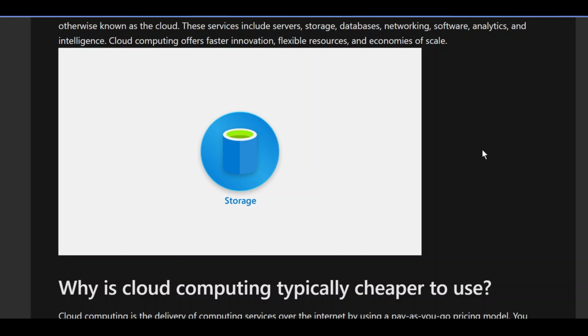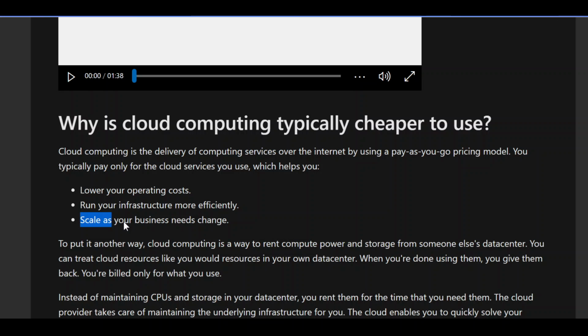Why is cloud computing typically cheaper to use? Cloud computing is the delivery of computing services over the internet by using a pay-as-you-go pricing model. You typically pay only for the cloud services you use, which helps you lower your operating costs, run your infrastructure more efficiently, and scale as your business needs change.